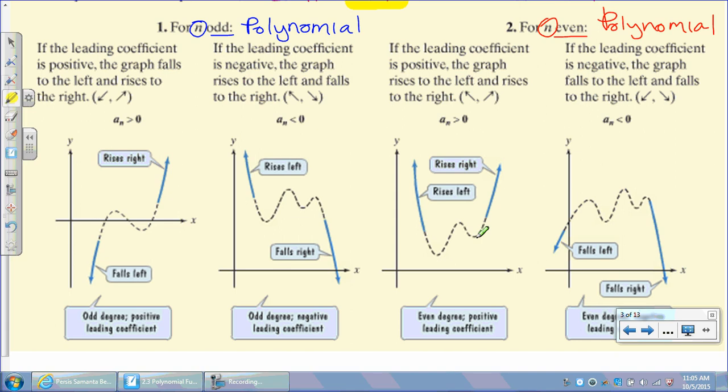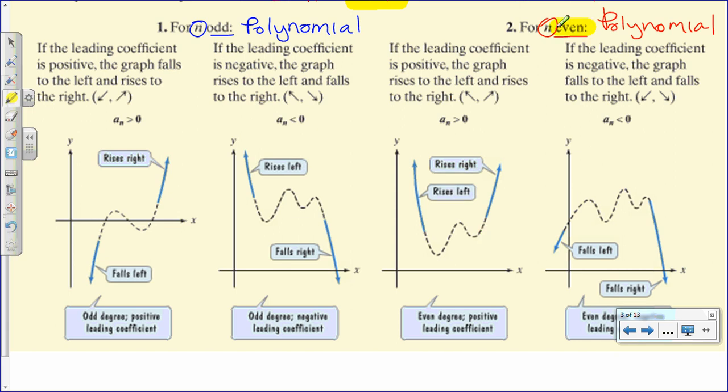You'll see why. So if your polynomial is even, you look at your leading coefficient, and if that leading coefficient is greater than 0, then, well, first of all, even polynomials have the same behavior left and right. If your leading coefficient is positive, it will be just like a quadratic function with a positive leading coefficient. It's going to be opening upward, right? So what we're going to say is that it rises to the left and it rises to the right.